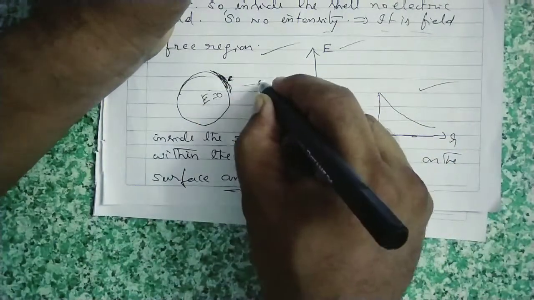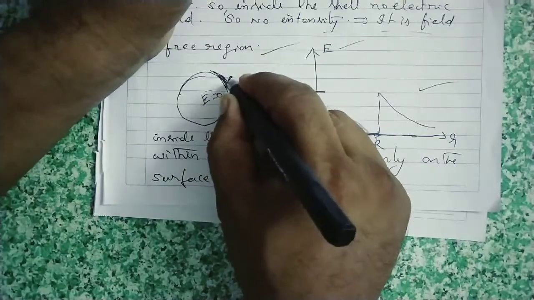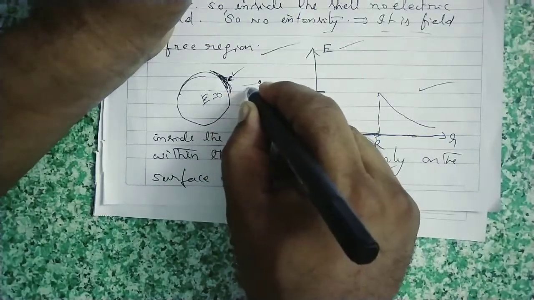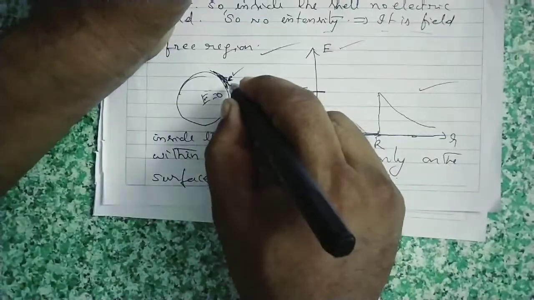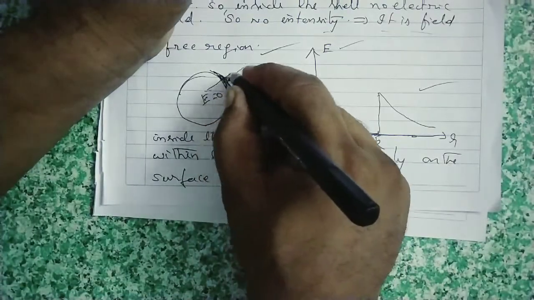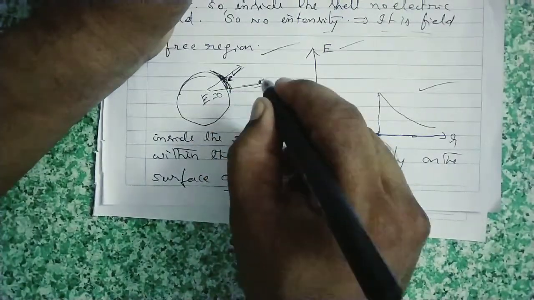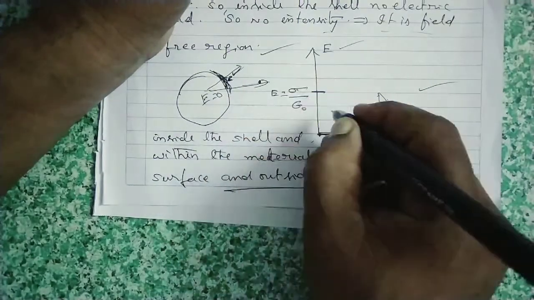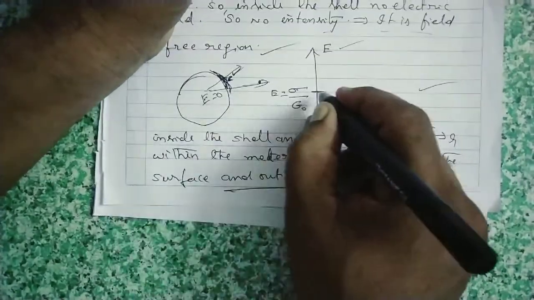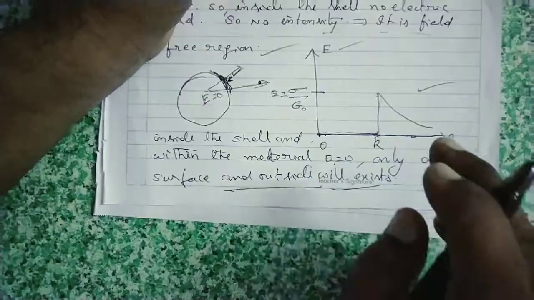And at outside, again electric field is there. The electric field on the surface is maximum, and outside the electric field decreases with distance. And the direction of the electric field is radially outward. So it is there on the surface and outside. On the surface it is maximum, and outside it decreases with the distance.